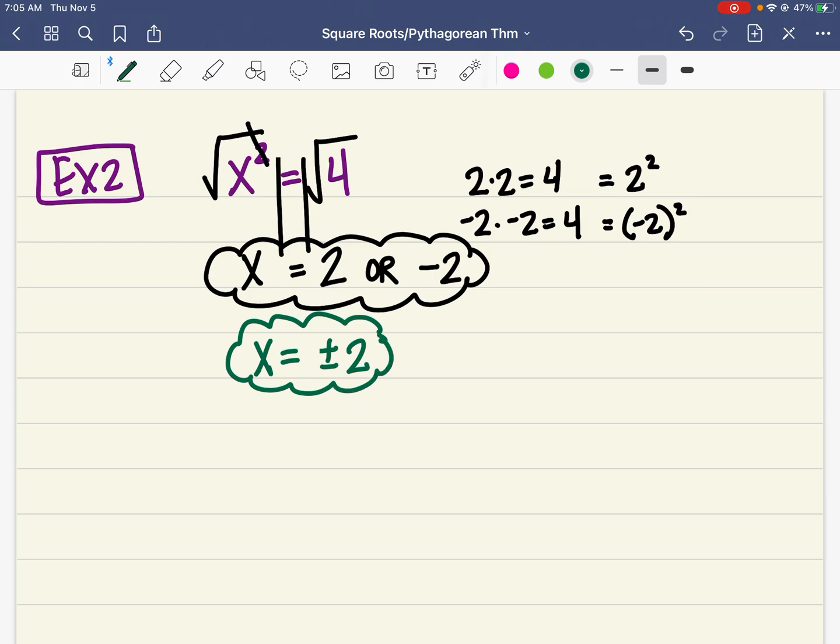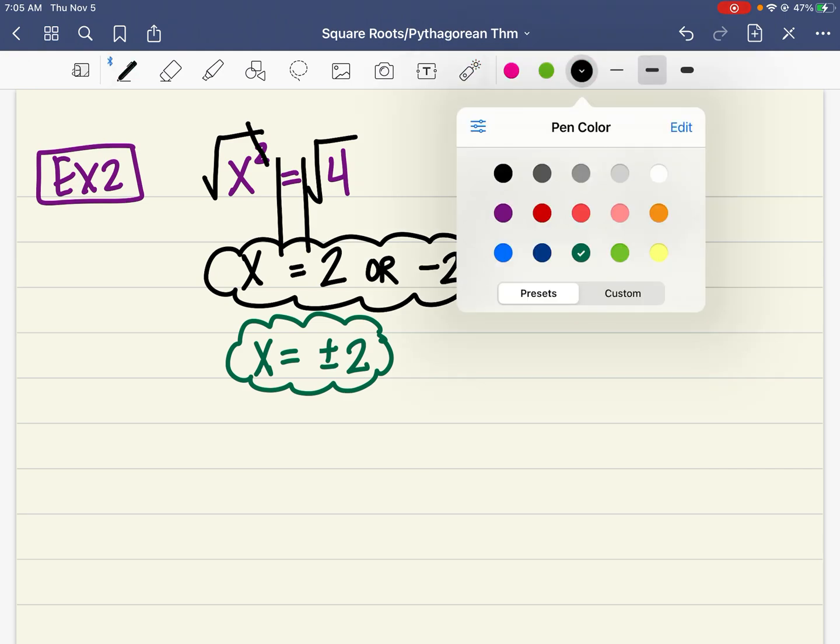Okay? By the way, you need to show your work by actually literally writing the equation, showing me the square root on both sides, and then showing me both possible answers. Both possible answers meaning the positive and the negative. All right.